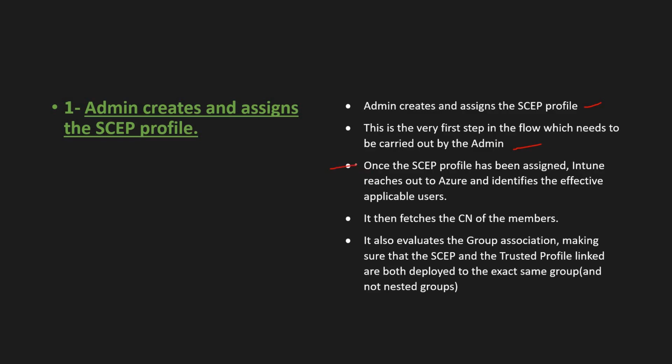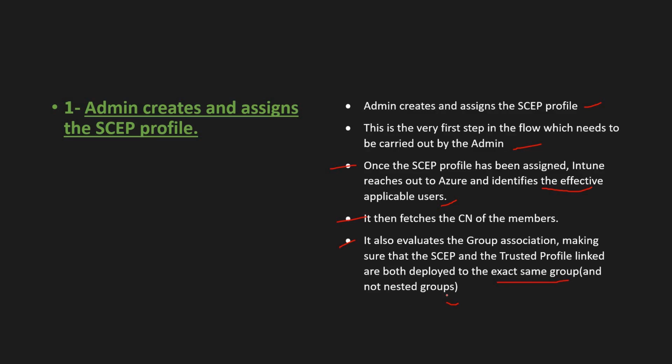Once the SCEP profile has been assigned, Intune reaches out to Azure and identifies the effective applicable users. It then fetches the common name of the members. It also evaluates the group association, making sure that the SCEP and the trusted root profile are deployed to the exact same group and not nested groups. Now, this is an important point.